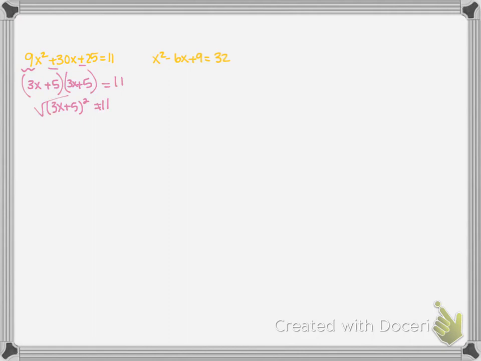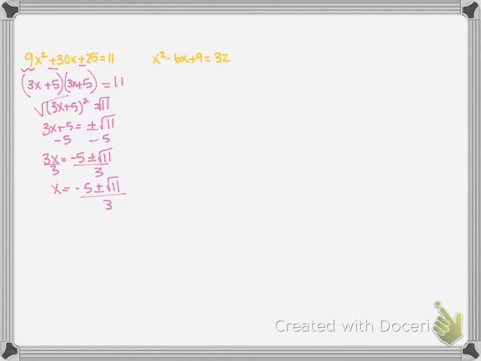Opposite of squaring is square rooting. So 3x plus 5 is equal to plus or minus square root 11. We got to subtract the 5, so I'm going to put them in the front again. You could put them in the back. Make sure the plus or minus stays with the square root, and the negative stays with that 5. Then divide everything by 3. So x equals negative 5 plus or minus the square root of 11 over 3.